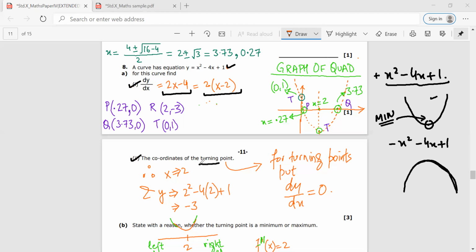Part 2 of the question is the coordinates of the turning point. The turning points are points where the dy by dx is 0. So all I need to do is put whatever dy by dx I have found here equal to 0, and from that x is equal to 2. For finding the y coordinate, I'll put x is equal to 2 in the original function, and I will get the value as minus 3. Mr. Rudra, any doubt? No, sir.